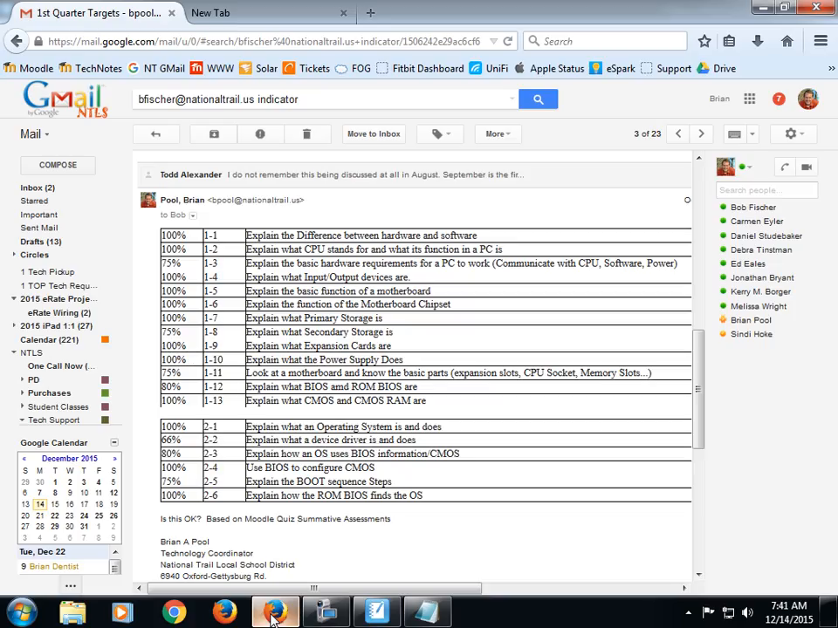What are the primary two output devices? Monitor and printer, right? And input is keyboard, mouse. Okay, so let's move on down here.